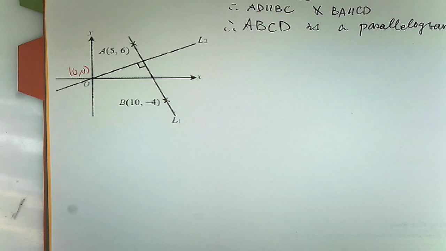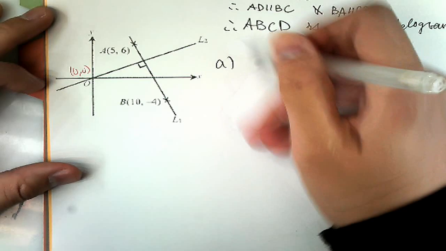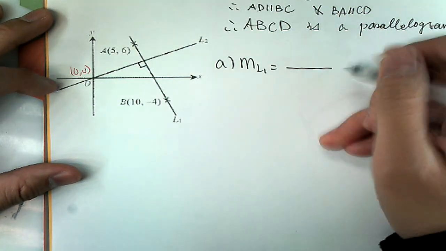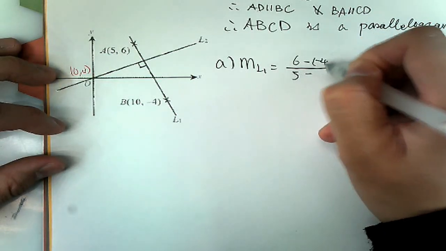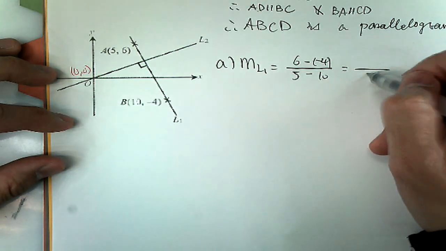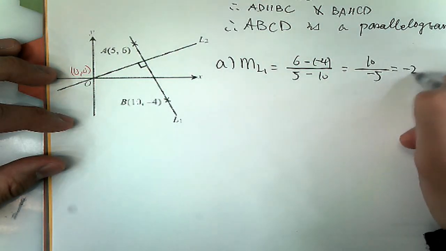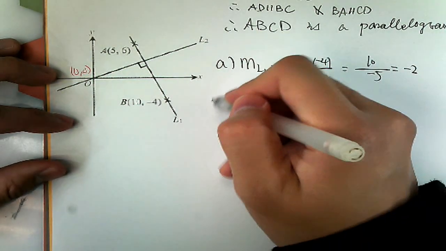See? So what you have to do is find out the slope of L1, right? I think it's quite easy here. So the slope of L1, you just write ML1 equals, use the coordinates of AB: 6, 5 minus 4, 10, which is -5 over 10, which becomes -2. So this is part A, easy.